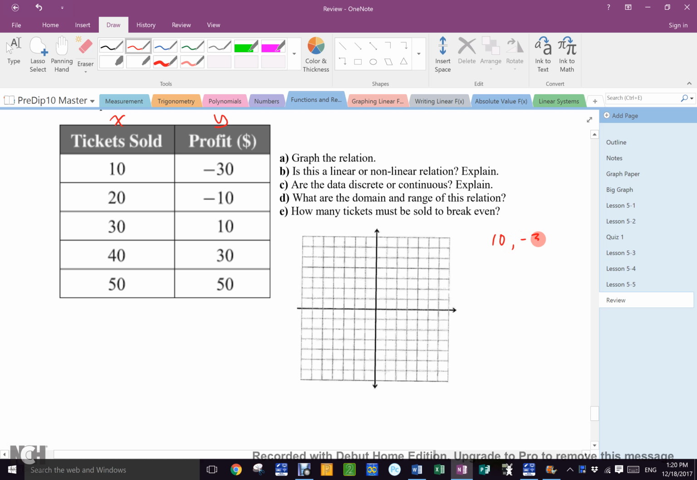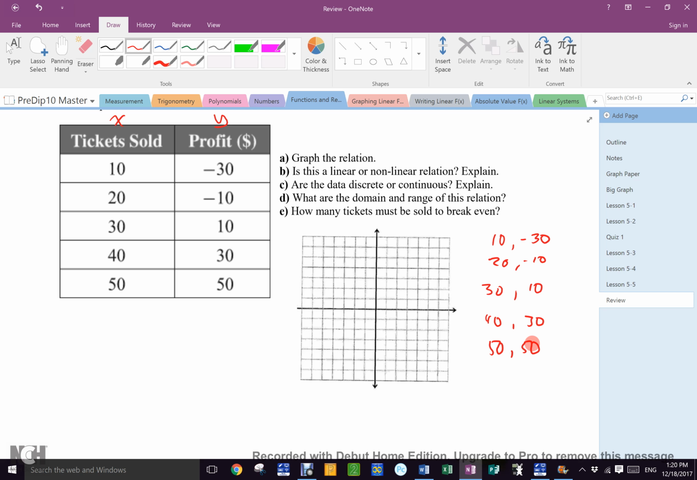10, negative 30. 20, negative 10. 30, 10. 40, 30, and 50, 50. Right? So I've got to put this on a graph. I'm going to make each square worth what on the graph? 10. So if that's 10, then that must be negative 10. And then we set it up.